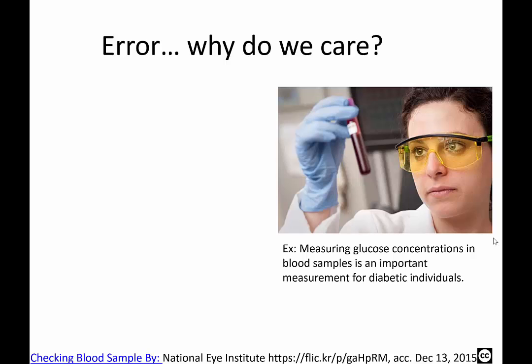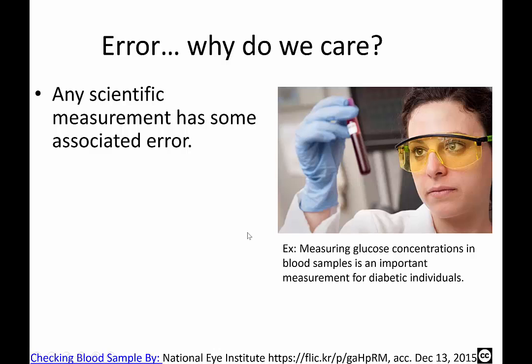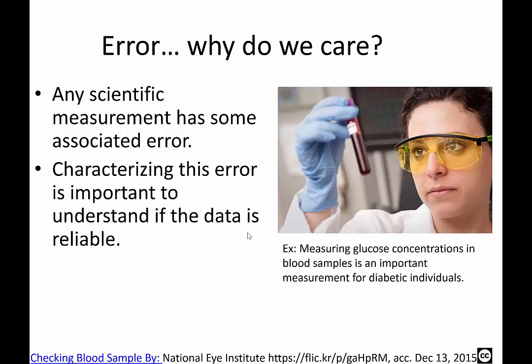Today we're going to be talking about error. But before we start talking about error, I want to help you understand why we care about understanding error associated with a measurement. Any scientific measurement has some associated error, and characterizing this error is so important to understanding whether this data is reliable. If we make a measurement in the lab and we don't understand the error associated with that measurement, it's not a useful or helpful measurement.